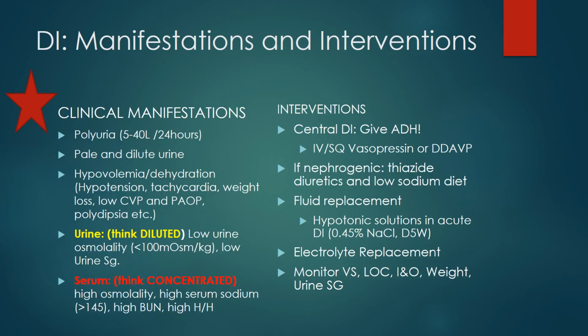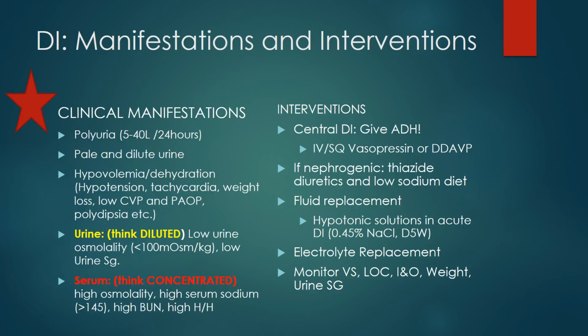Now, what about the urine again? It's the opposite. So because all the water is leaving the body through the urine, our urine looks really dilute and our urine osmolality is low. And the specific gravity of our urine, which is really relating to the density of the urine and how well our urine is concentrated, that's low too.